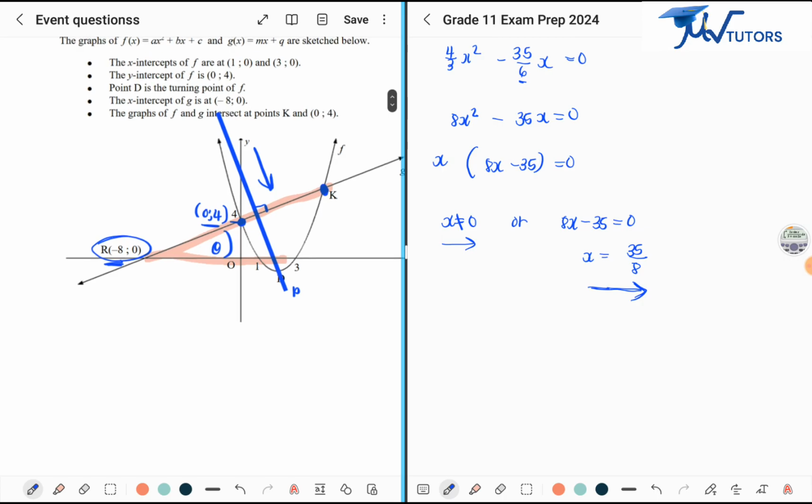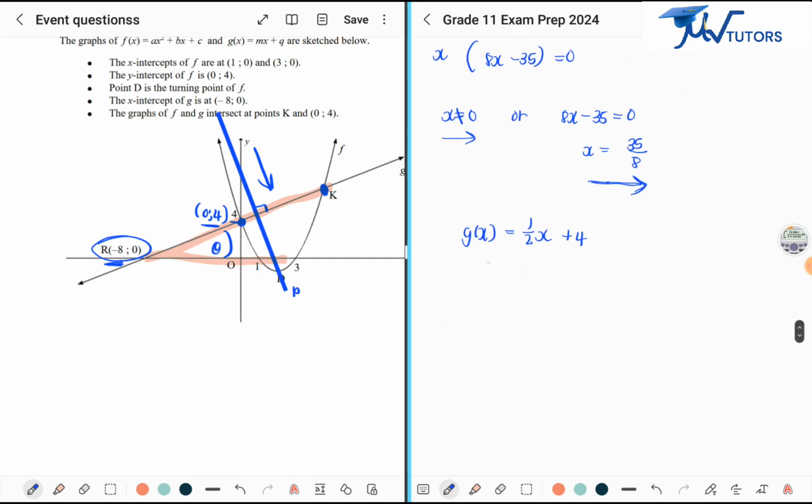So now that we have x, we can go ahead and calculate for y. And you can choose between the equation of f or the equation of g. I'm definitely going to go with the equation of g, which is a half x plus 4. Remember? We got it there, half x plus 4. And I'm going to just substitute the value of x there. So we have 35 over 8 plus 4.